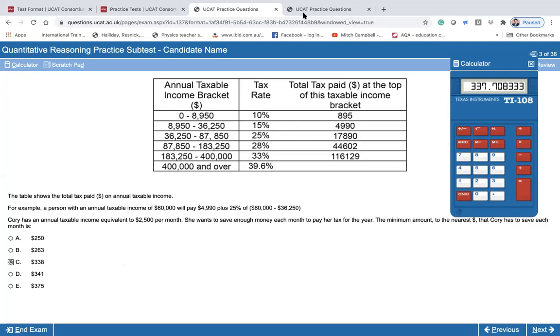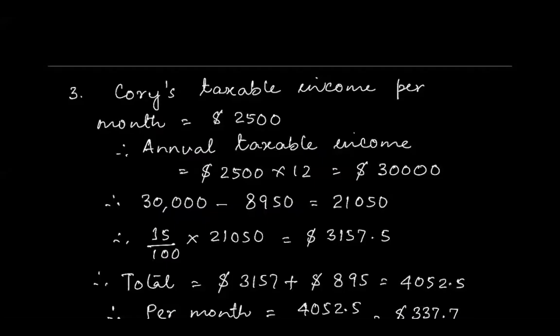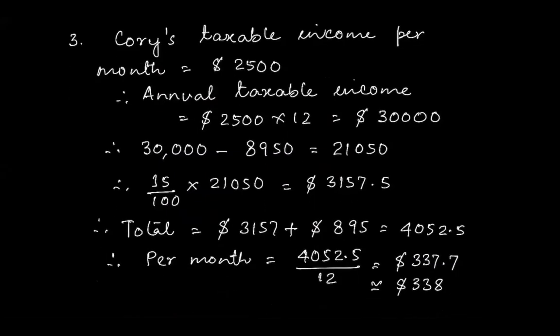I hope it makes sense. So I'm just going to go over this question again, just to help you with the steps. Corey's taxable income per month is 2,500. So the taxable income for one year is going to be 30,000. Now 30,000 minus 8,950, because 30,000 falls in the higher tax bracket. So you will have 21,050.